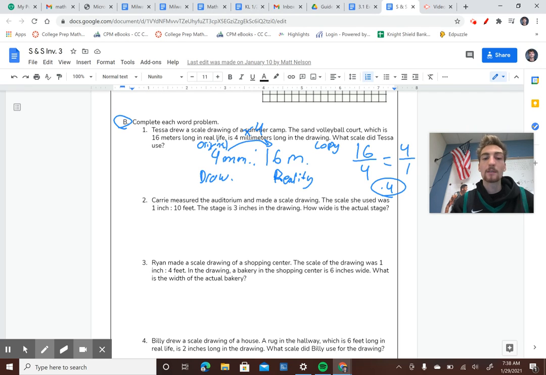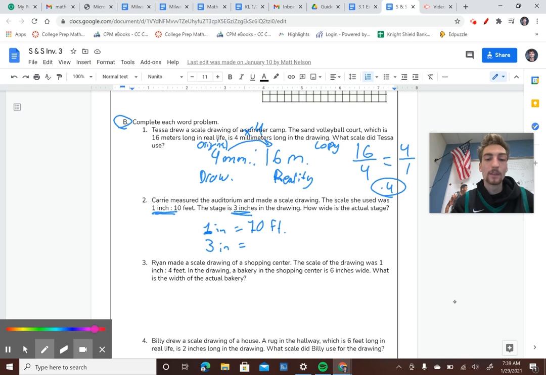All right, next we have Carrie measured the auditorium and made a scale drawing. The scale she used was 1 inch to 10 feet. The stage is 3 inches in the drawing. How wide is the actual stage? All right, so remember, 1 inch is equal to 10 feet. So if we set that up as 1 inch equals 10 feet, then how many feet would 3 inches be? So again, we have to figure out what we have to multiply by to go from 1 to 10. So we could say, okay, well, we have to multiply by 10, so we do the same thing to the bottom one. You could also use that method of cross multiplying here.